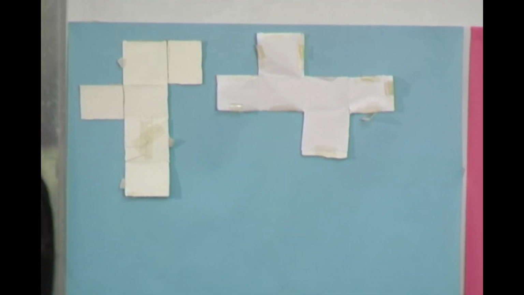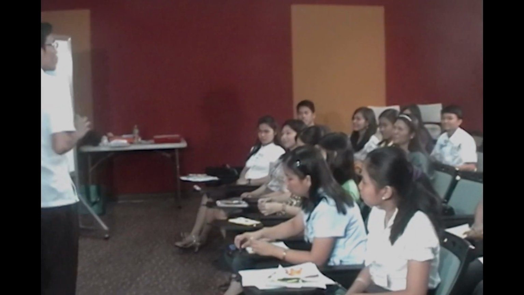Okay, so we now have 2 patterns different from each other. How about group 3? Do you have a pattern different from those 2 patterns? Okay, Fritz? Okay, this is the work of group number 3. So we have this original box. So we have cut this box along these edges, so 1, 2, and 3. So we have this cut.